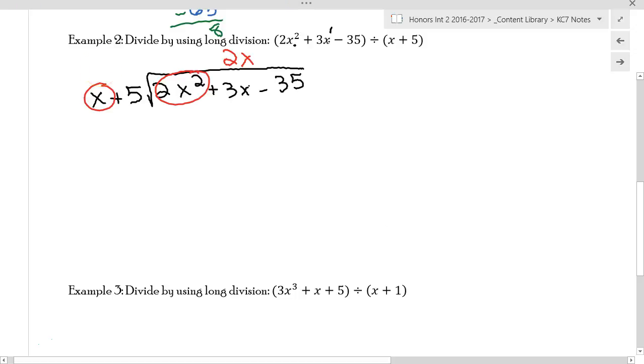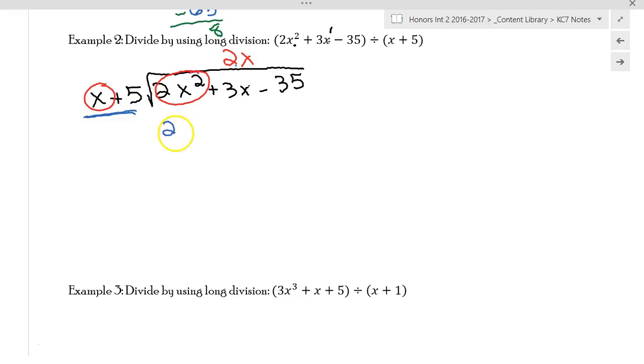Next, we have our multiply step. I need to multiply this 2x by this whole expression here. So I have to distribute. 2x squared times x is 2x squared. 2x times 5 is plus 10x. Okay.